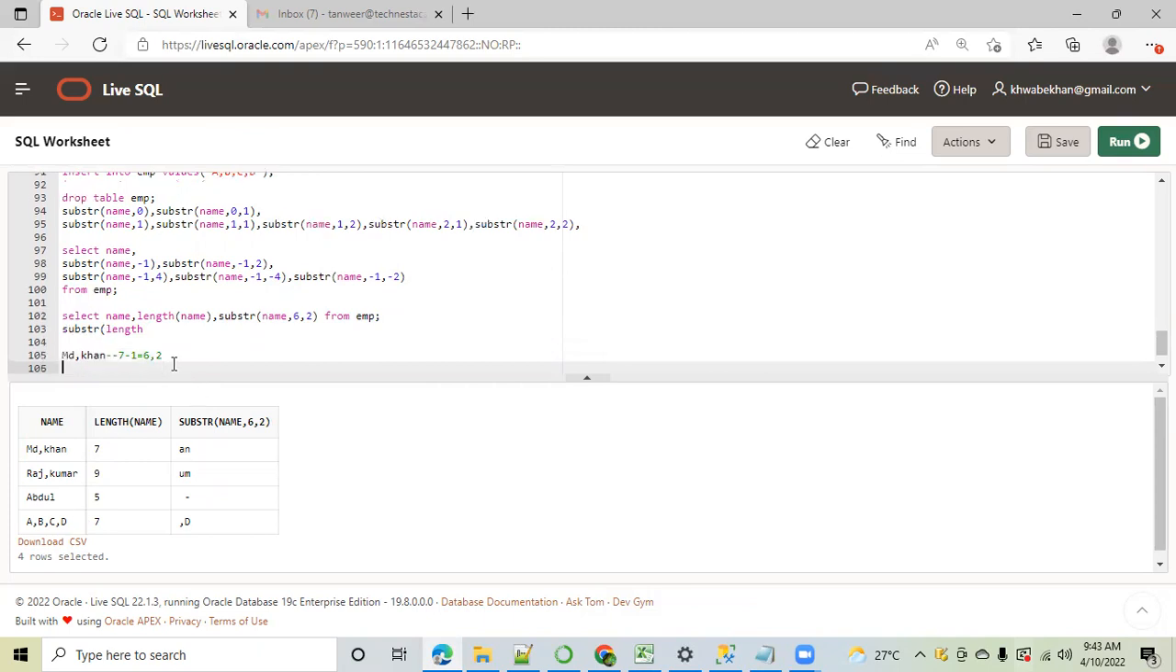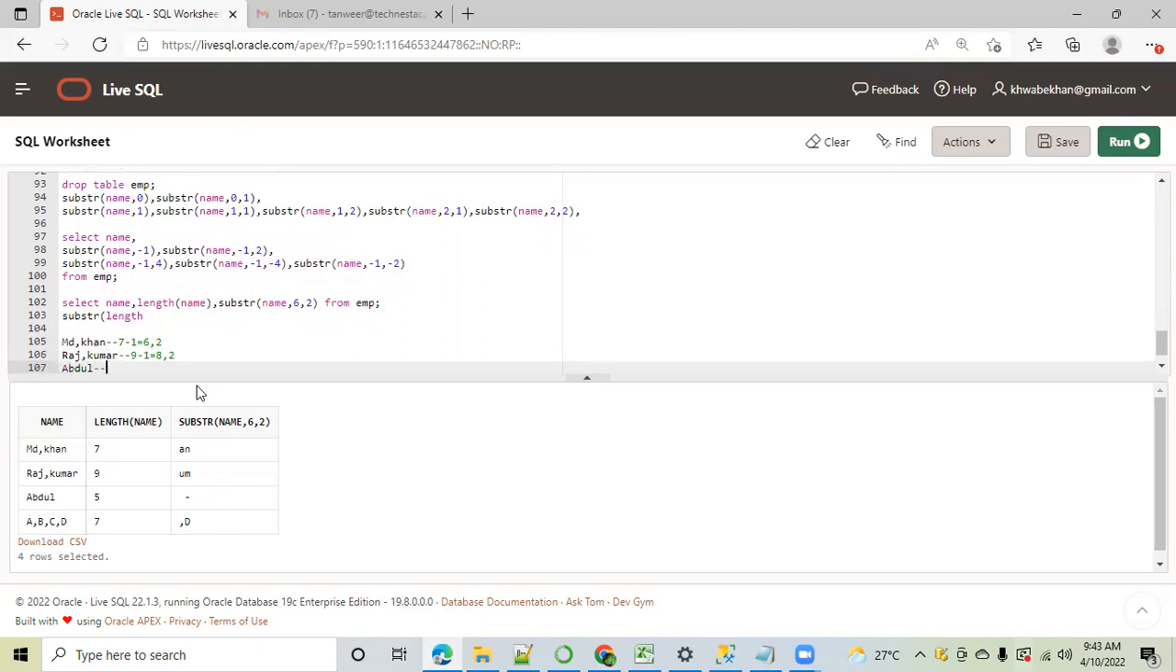Similarly in Rajkumar, what is the total length? 9. So you have to start from one place behind, so you will give minus 1. This is 8, and you will move 2 places. Correct? Similarly in Abdul, the full length is 5, so you will start one place before 5, and that is 4 comma 2. Correct? So what I will write is, first calculate the full length, stay one step behind, and then move 2 places. Is this clear?